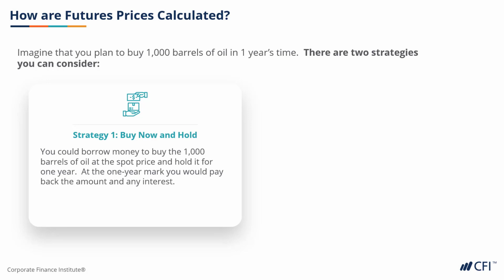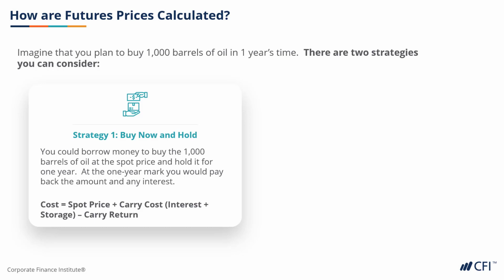The costs associated with this strategy would be, first of all, we need to borrow money to buy the 1,000 barrels of oil. And we also will need to pay interest on that loan, and we'll also have to pay storage costs. So we can think of the cost of this strategy as the spot price, the price of a barrel of oil, plus 2 carry costs. We have the cost of interest on the loan, plus we have storage or warehousing costs.